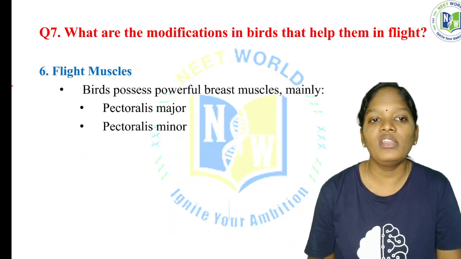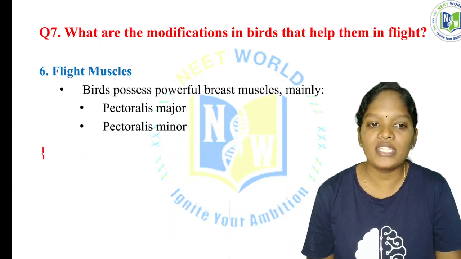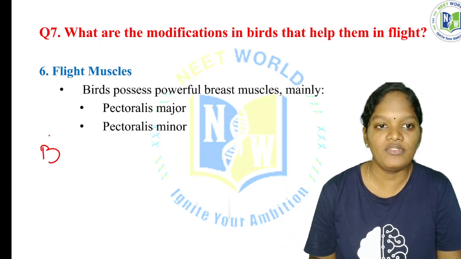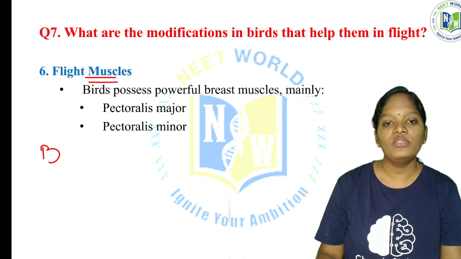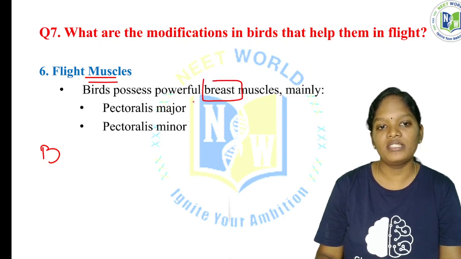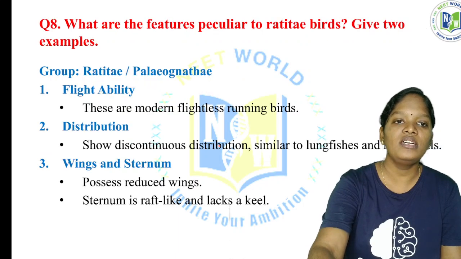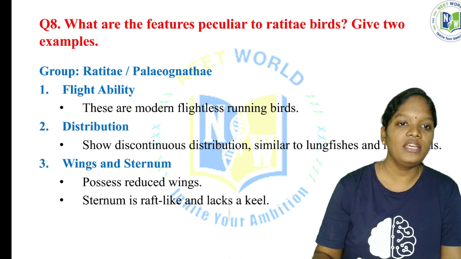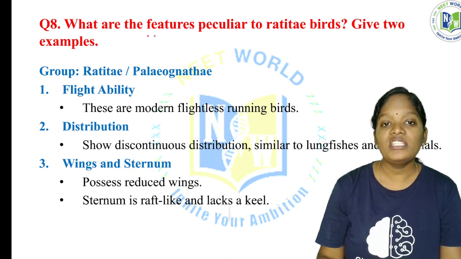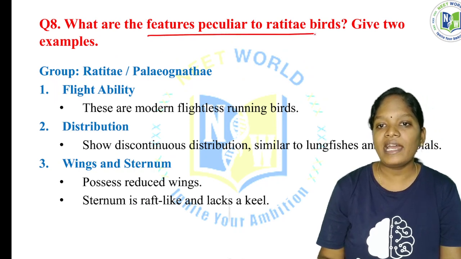Okay, so what are all the flight muscles? Now we have studied the skeleton, which is responsible for the flight. Now what are all the muscles which are responsible for this flight? So there are powerful breast muscles, that is pectoralis major and pectoralis minor. So these are the important flight muscles. Okay, now the next question will be this: features peculiar to the ratite birds.